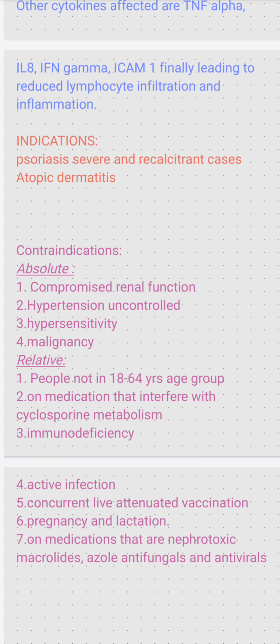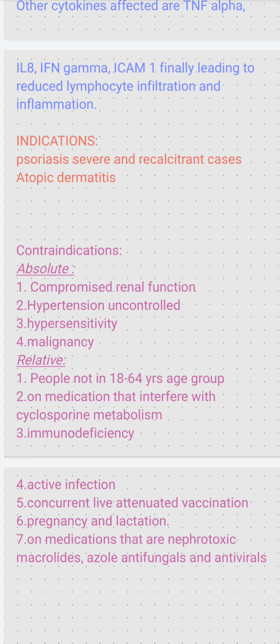Some may say that in hypertension which is under control, or where the patient is on medication, we can use the drug, but usually in clinical practice a lot of care has to be taken while giving cyclosporine in these patients. Other absolute contraindications include hypersensitivity towards this drug, and malignancies such as cutaneous T cell lymphomas, or if the patient has persistent malignancy, then cyclosporine is not given.